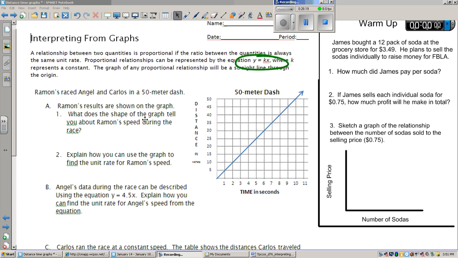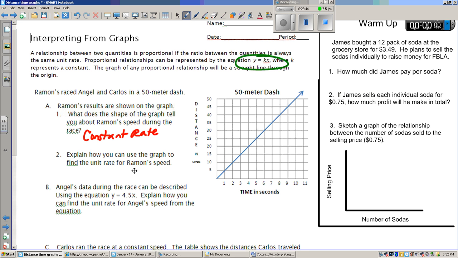So let's start off with this scenario. Ramon raced Angel and Carlos in a 50-meter dash. Ramon's results are shown on the graph. What does the shape of the graph tell you about Ramon's speed during the race? Hopefully you would say to yourself, he's going at a constant rate.